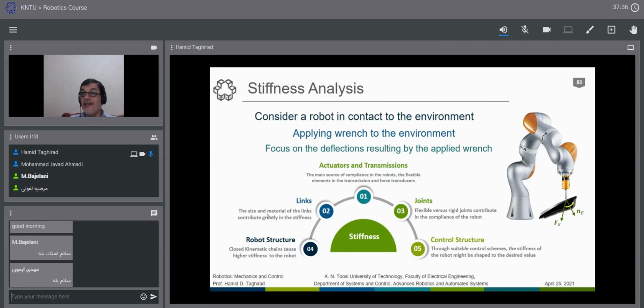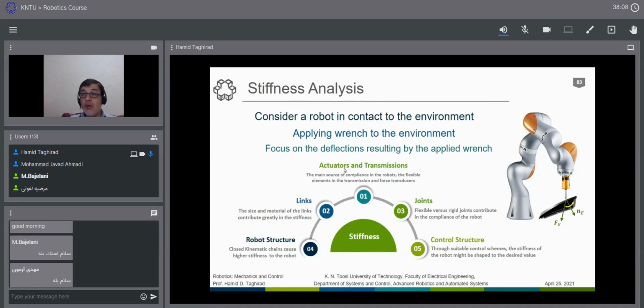So we have compliant links, or we call them flexible link manipulators. If the link is too flexible, then there is a wide area of research on flexible link manipulators. If you have a flexible joint manipulator, there are also quite a lot of research items on the control and modeling of this kind of flexible joint manipulator.